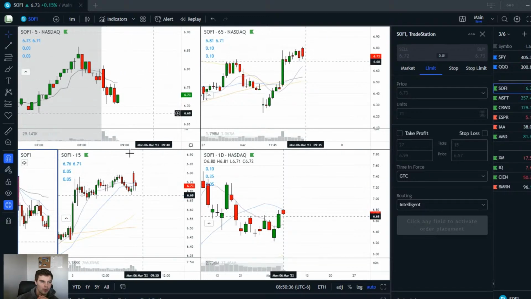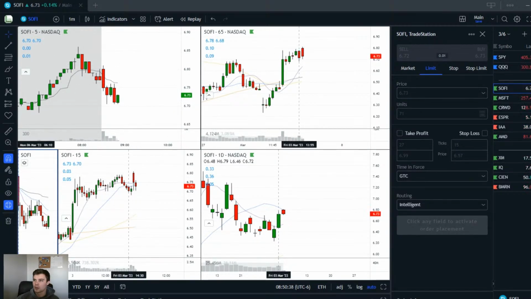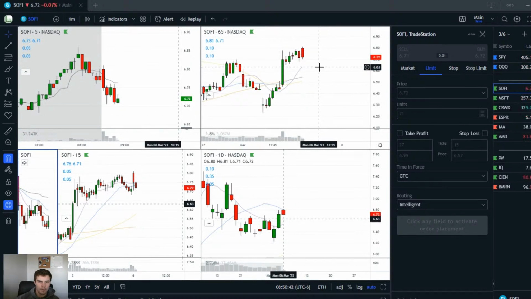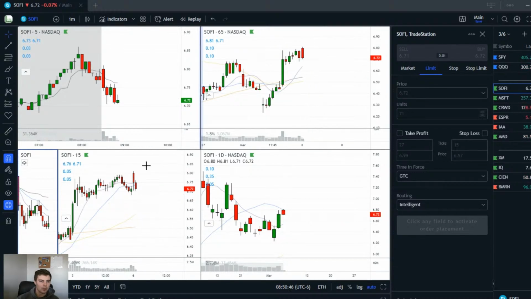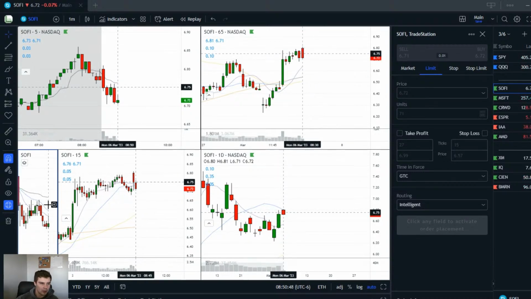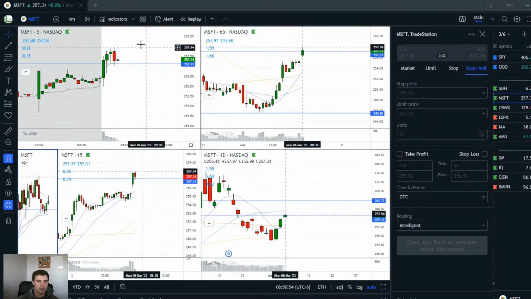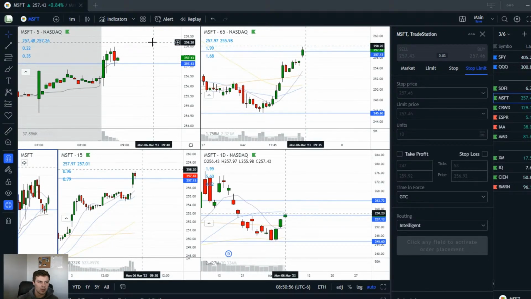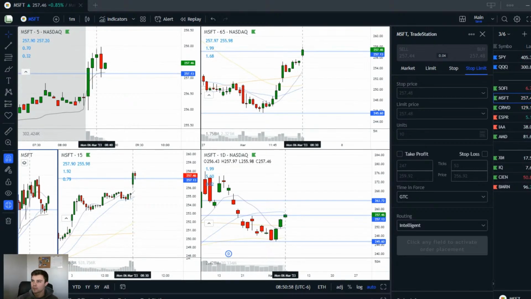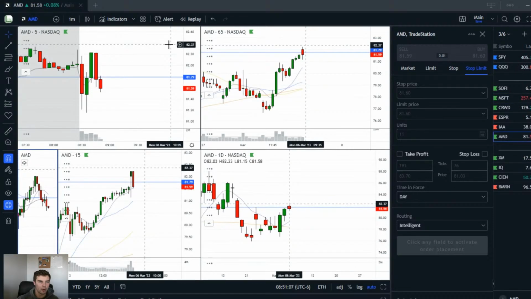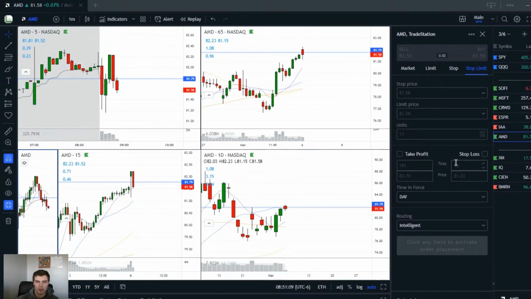And the volume on SoFi is pretty good as well. So watch it. 675 by 663. That's what I'm looking at on the SoFi. Microsoft, I'm watching 258 by 257. AMD's pulling in pretty good here, so keep an eye on it maybe.